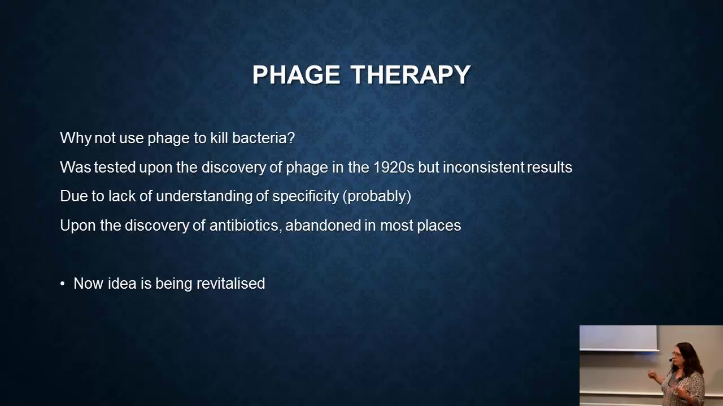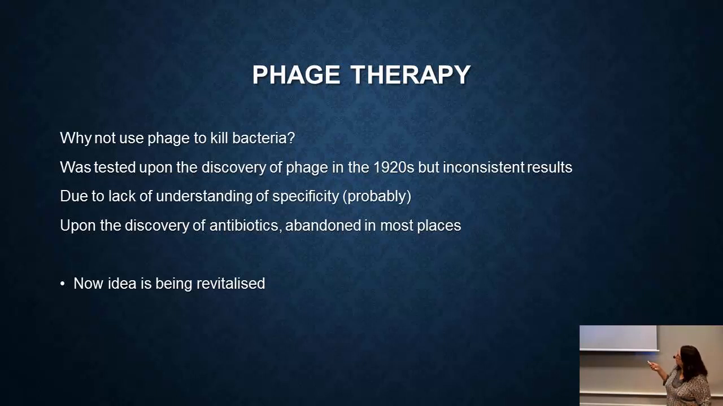this was tested when phage were first discovered in the 1920s, or first really characterized. But they tried it and it got inconsistent results. Sometimes it seemed to help an infection, other times it didn't. That was probably due to a lack of understanding about specificity. I said earlier that these phage infect specific bacteria. So if you give a phage against E. coli, but you're treating a patient that has a Staph aureus infection, it's not going to work. And there wasn't very much understanding of that at that time.